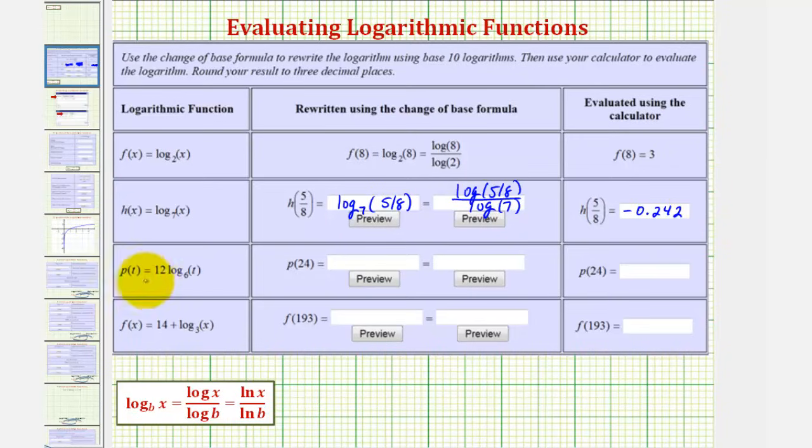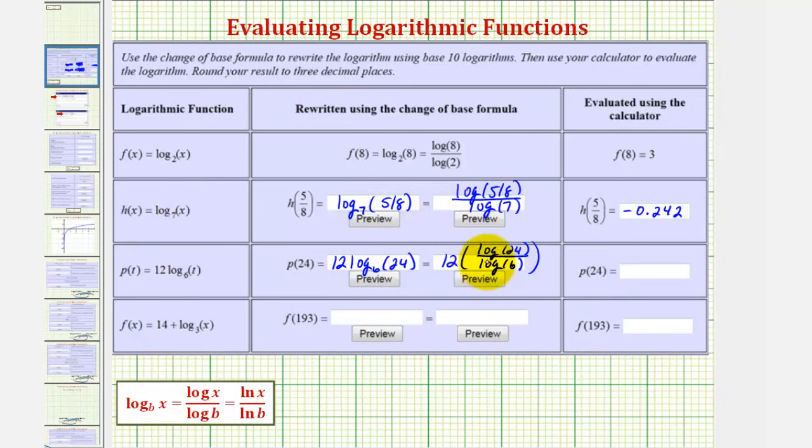Next we have p of t equals 12 times log base 6 of t. We want to determine p of 24. So that would be 12 times log base 6 of 24. When applying the change of base formula, we're only applying it to the logarithm, not the 12. Since this means 12 times log base 6 of 24, we would have 12 times common log 24 divided by common log 6.